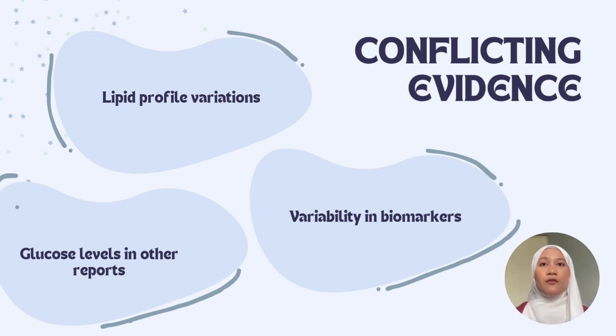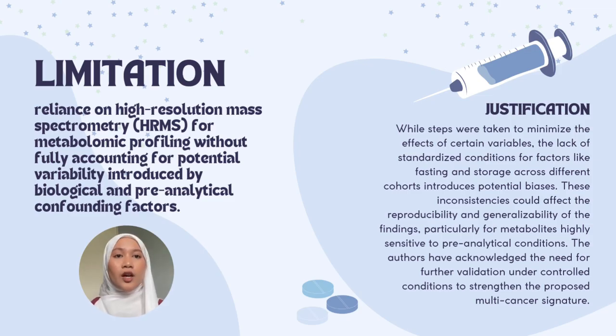The last part is variability in biomarkers. The study noted that while amino acid reductions were consistently reported across multiple studies, the specific types of altered amino acids varied. For example, some earlier studies highlighted different amino acid changes, such as increased glutamate levels, contrary to findings here. So what is the limitation of the method chosen?